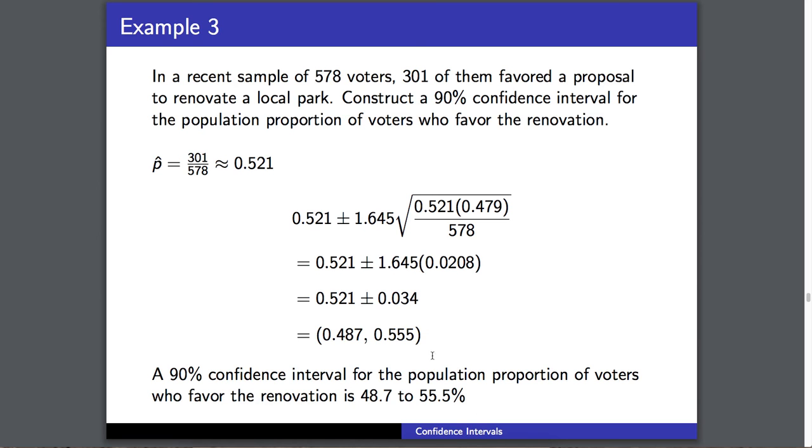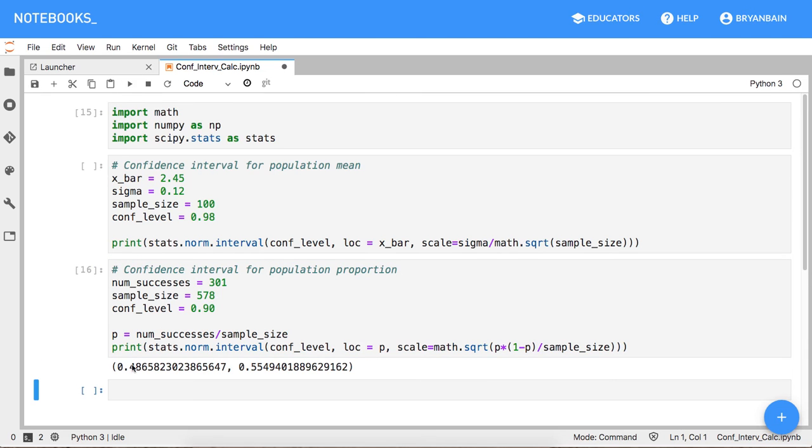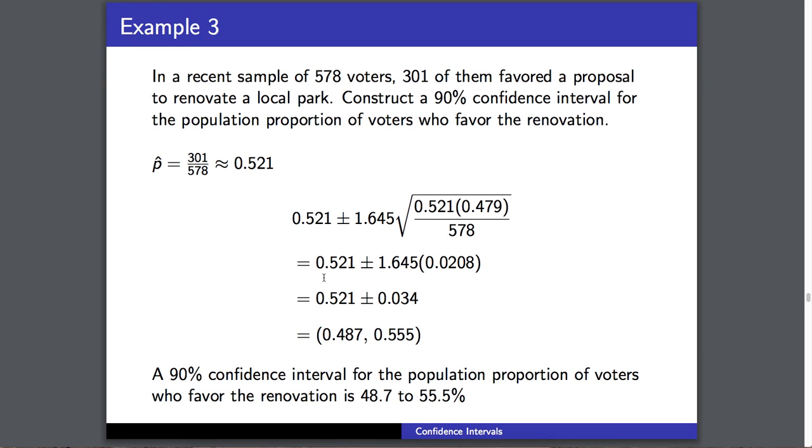In terms of using Python to calculate that, and I will link this code in the description, here we have 301 successes, a sample size of 578. We're only using a 90% confidence level for this, though. And let's see what we get. There's our 0.487 when we round to 3 decimal places, and our 0.555 when we round to 3 decimal places as well. So again, we don't have to do these calculations by hand necessarily, but I did want to show you in terms of the margin of error of 3.4%.